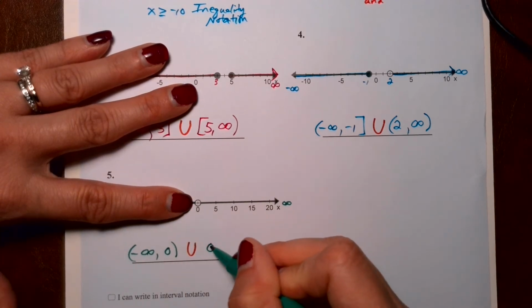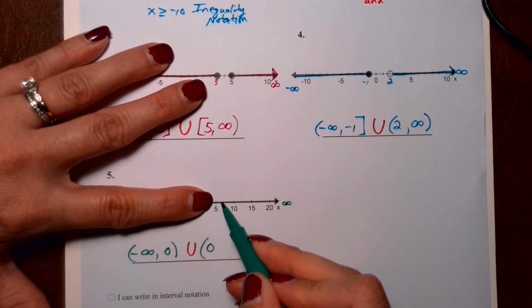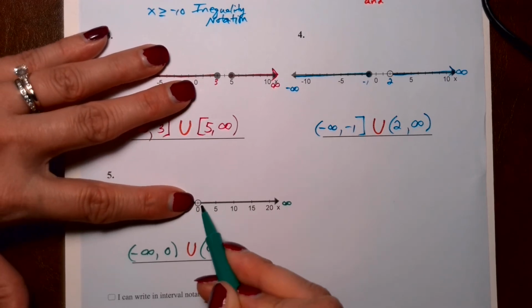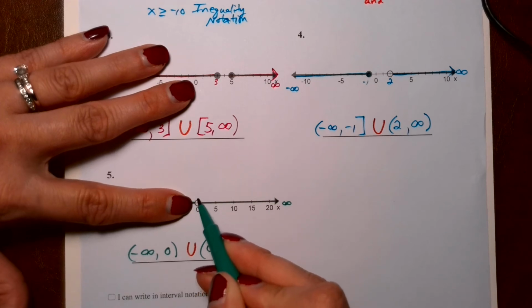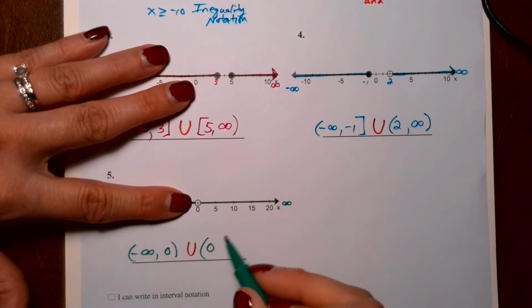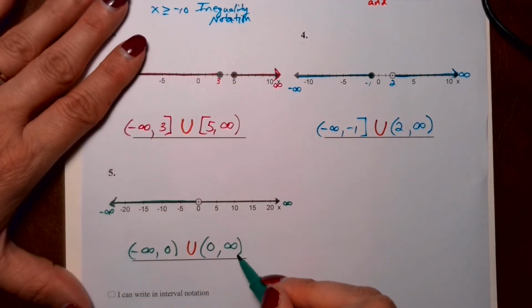Right at 0 with a parentheses. Some people say, well, why don't we start at 5 with a bracket? Why are we starting here? We don't want to forget about the values 1, 2, 3. You have to start right where the hole is. And we're going to go all the way to positive infinity with a parentheses.